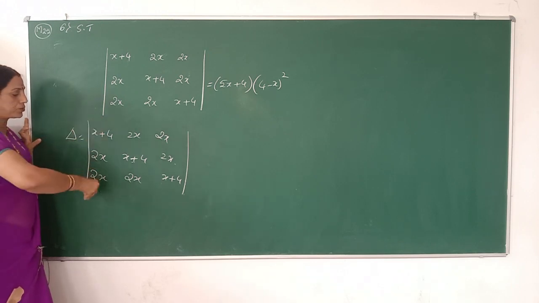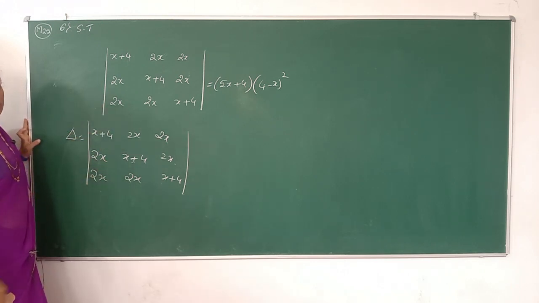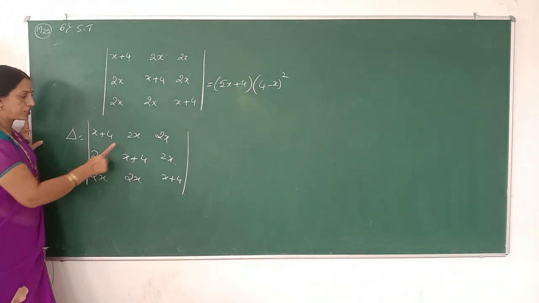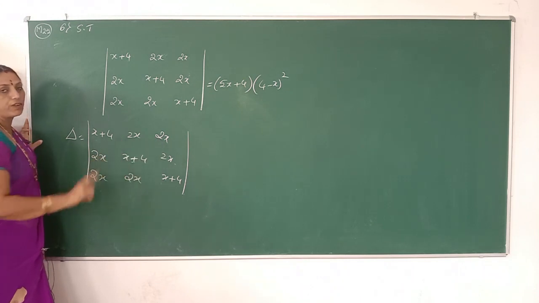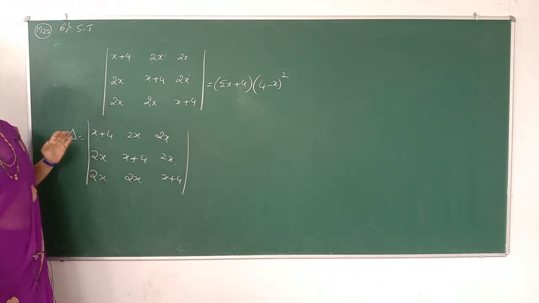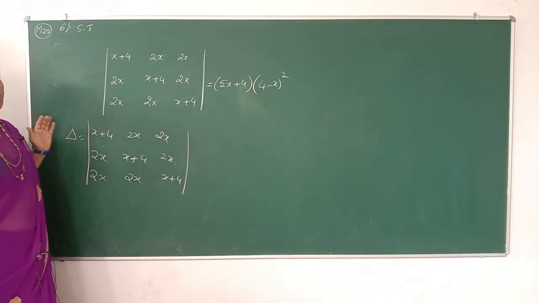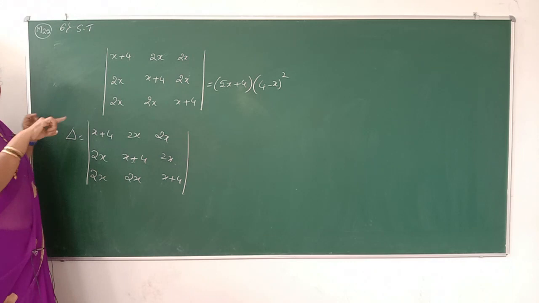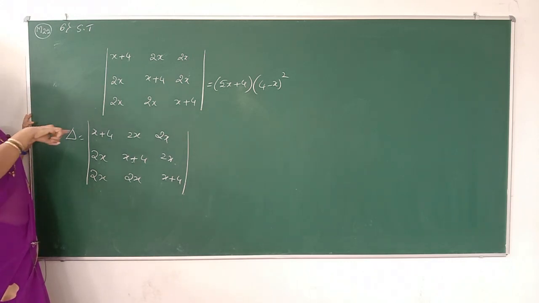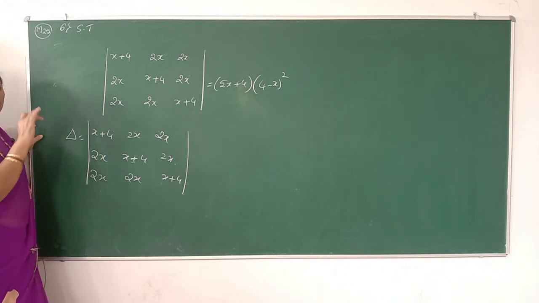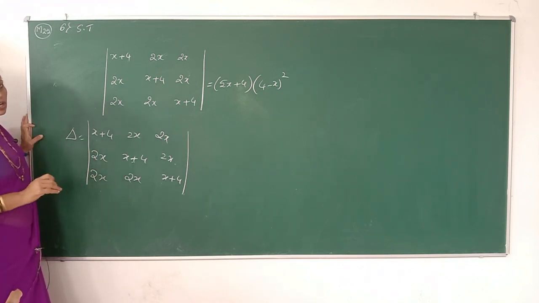Similarly, we will observe the elements column wise. So x plus 4, 2x, 2x. That is also 5x plus 4, 5x plus 4, 5x plus 4. So in this problem, it is possible to do it using either rows or columns. But in the last problem, it was only applicable for column addition, that is called a column operation. But in these cases, we can use either row addition or column addition.